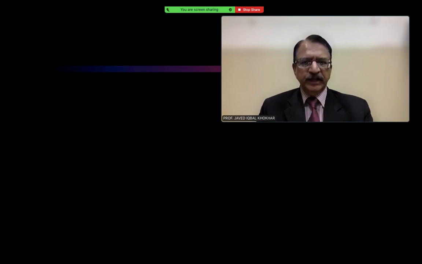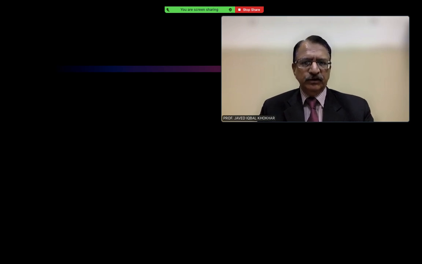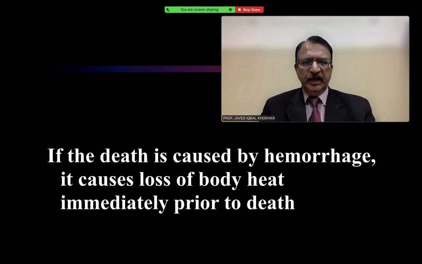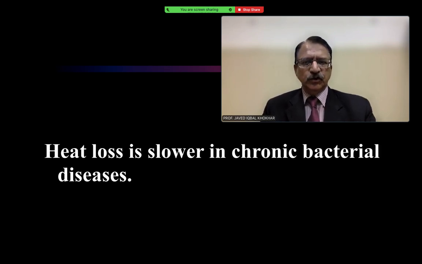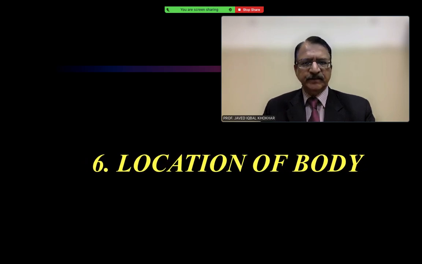Then depending upon the mode and manner of death, if the glycogen content of the muscle has already been exhausted because of the activity of muscle before death, then the heat production by glycogenolysis during the stage of molecular death will be minimal. And if the death is due to hemorrhage, it causes heat loss with the blood even prior to death. So the heat loss is slower in chronic bacterial diseases. Heat loss is faster in wasting diseases.